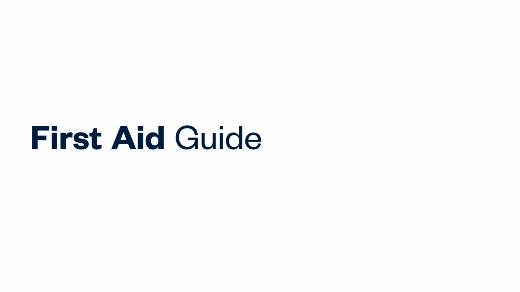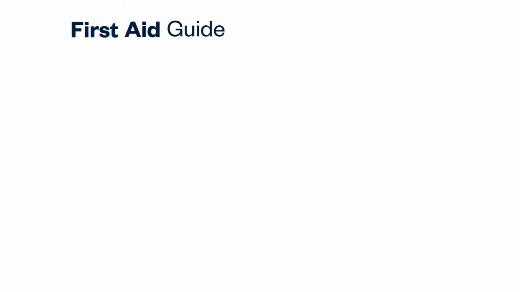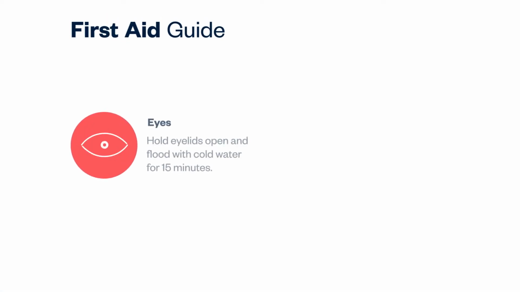Administering immediate and effective first aid reduces the severity of the injury and promotes recovery. It is therefore important to know what to do when exposed to hazardous chemicals. As mentioned earlier, Section 4 of the SDS tells you what to do in the event of an accident. Different chemicals have different ways of treatment, but as a general rule of thumb, if you get a chemical into your eyes, always rinse eyes with running water for 15 minutes and remove contact lenses if applicable.